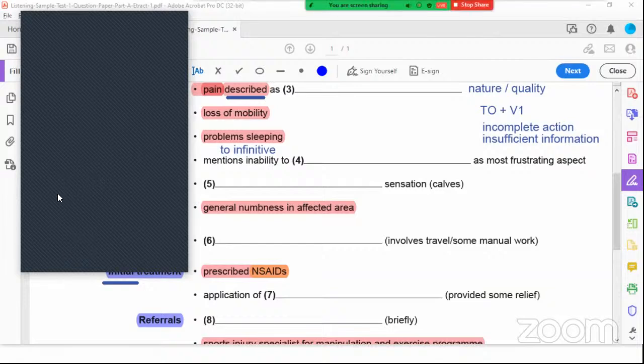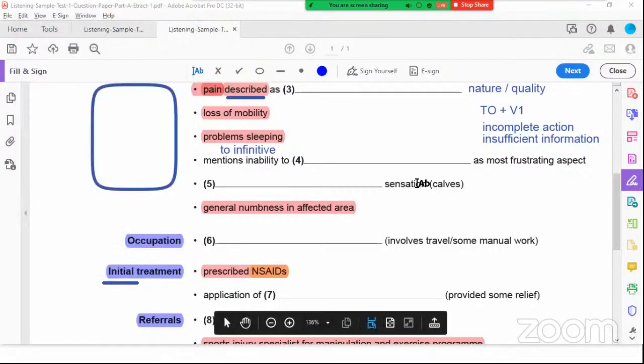Staircases or a staircase or staircases, singular or plural. Okay, fine. Now question number 5. Now let us see question number 5.